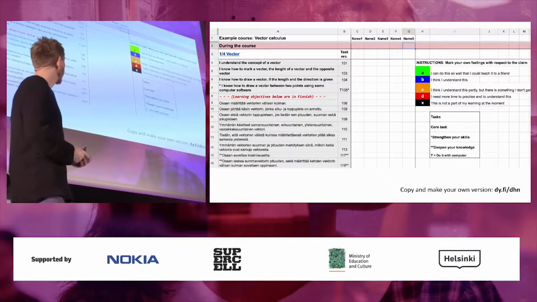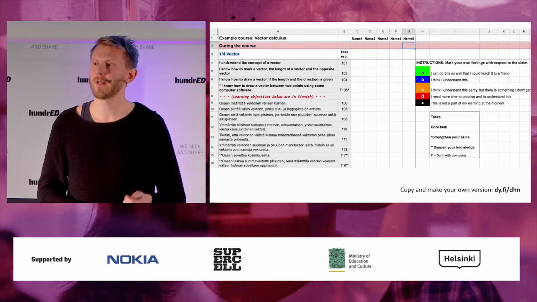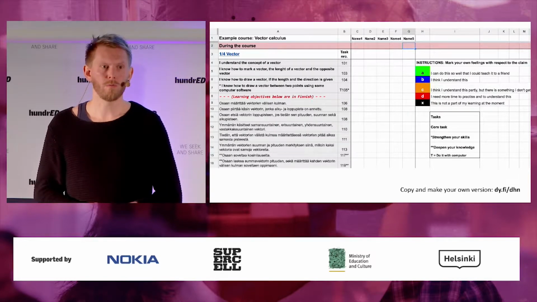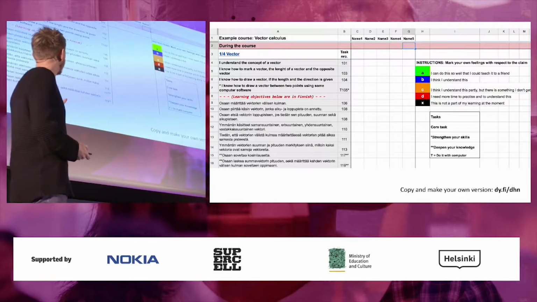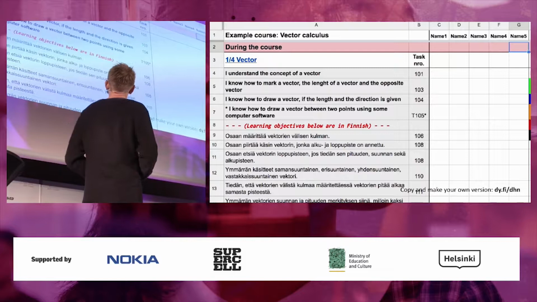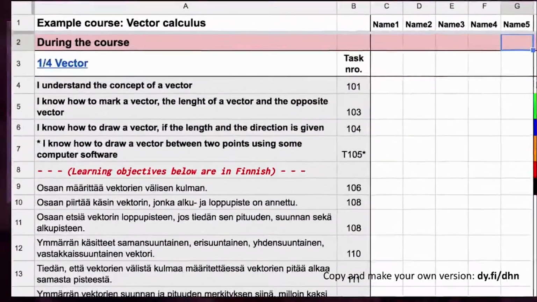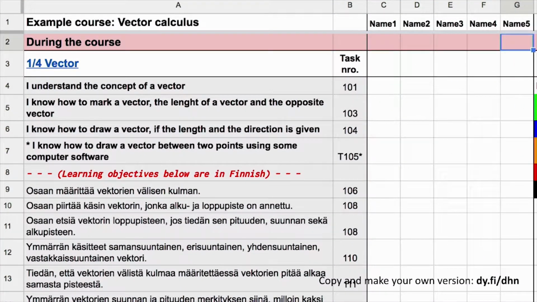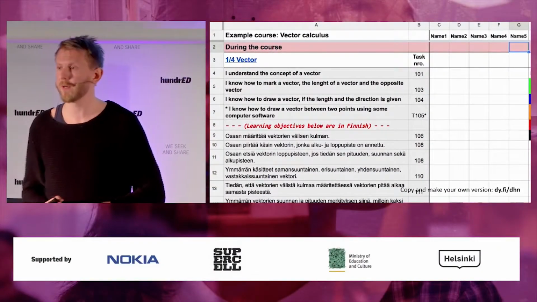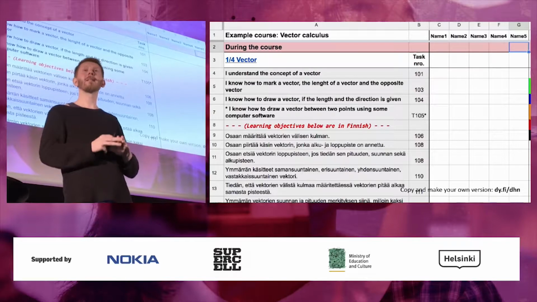This is made with Google Sheets. I use Google Sheets because it's free and everyone can copy it, no charge. Okay, here is one way to assess. I zoom in here. Here are some learning objectives, or goals, I have written. This is, for example, a vector calculus course, and here are some objectives. I understand the concept of a vector, or I know how to draw a vector if the length and the direction are given.